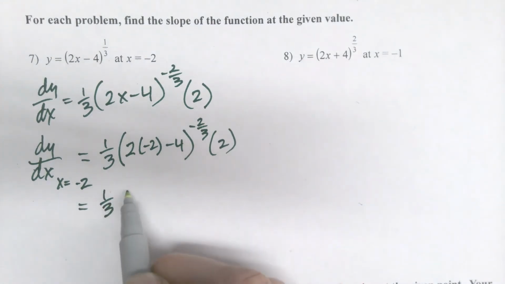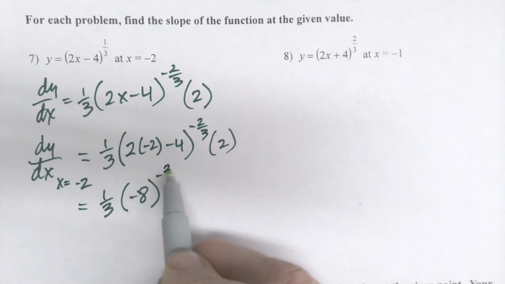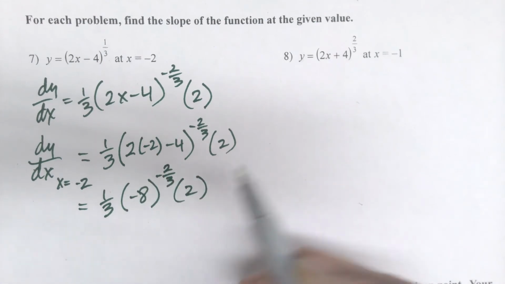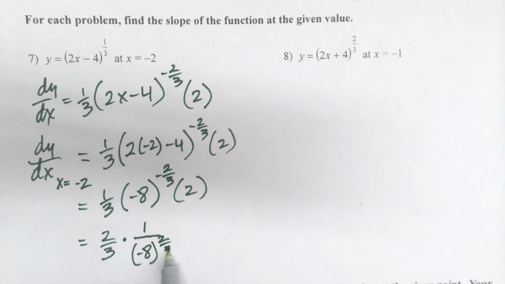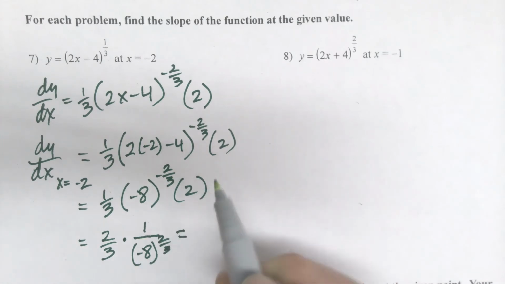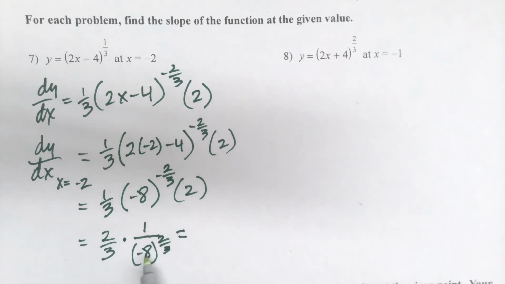You get 1/3 times negative 4 minus 4, that's negative 8 to the negative 2/3 times 2. So I'm just going to multiply these two together, 1/3 times 2, 2/3 times 1 over negative 8 to the positive 2/3. A little bit weird, but let's talk through that. That means I'm going to take the cube root of negative 8 squared.